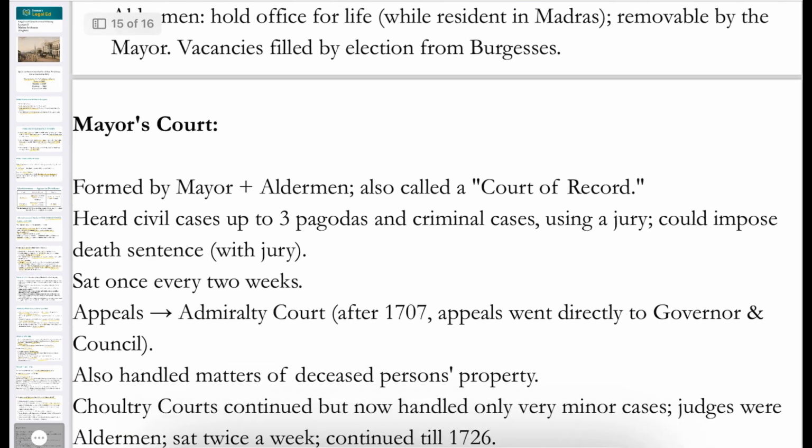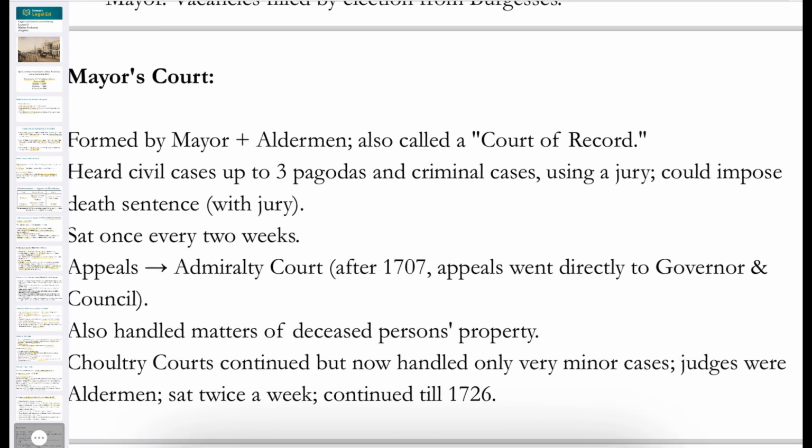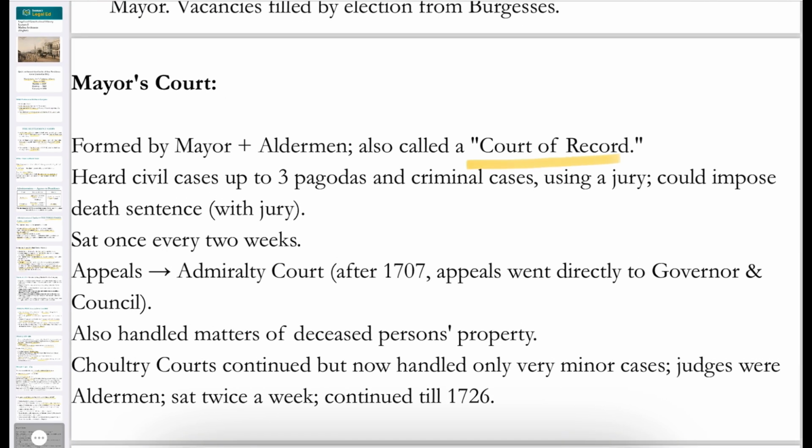Now coming to the mayor's court. The mayor's court was formed by the mayor and aldermen together, also called a court of record. Here the mayor's court heard both civil cases and criminal cases using a jury, and could even impose a death sentence with the jury's assistance. It sat once every 2 weeks, and appeals from the mayor's court went to the Admiralty Court, and after 1707 directly to the governor and council.